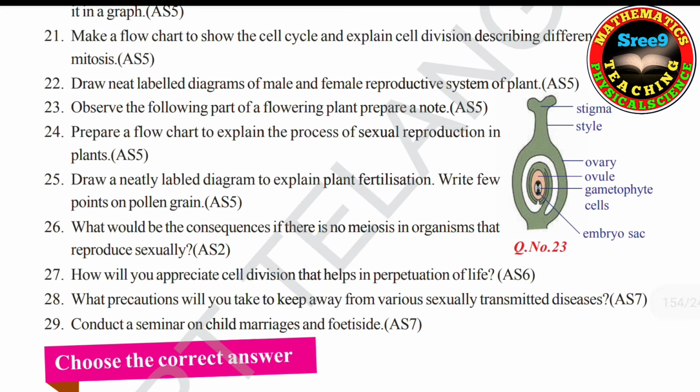Now the 24th: prepare a flowchart to explain the process of sexual reproduction in plants. This is important. Now the 25th: draw a neatly labeled diagram to explain plant fertilization. Write a few points on pollen grains. Very important question. This is okay. Now coming to 26, which is important. What would be the consequences if there is no meiosis in organisms that reproduce sexually? Important.